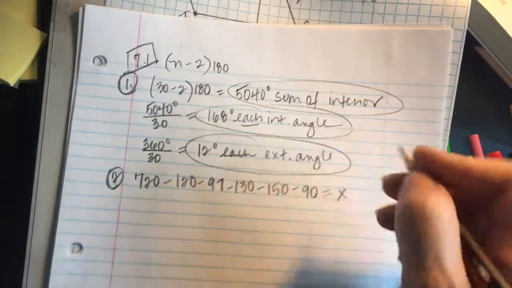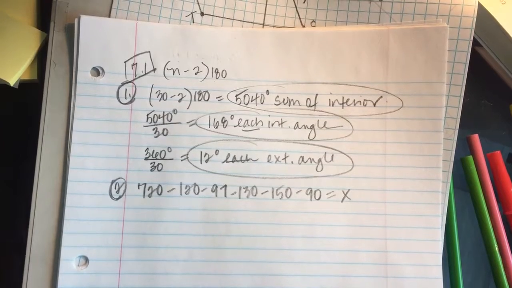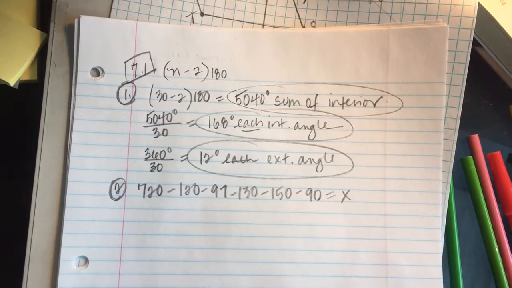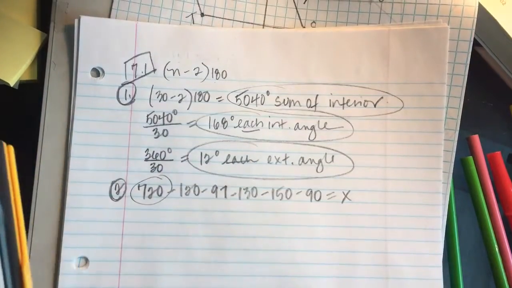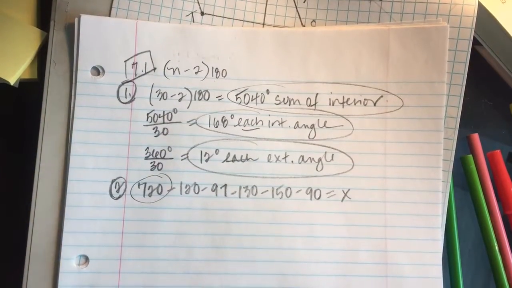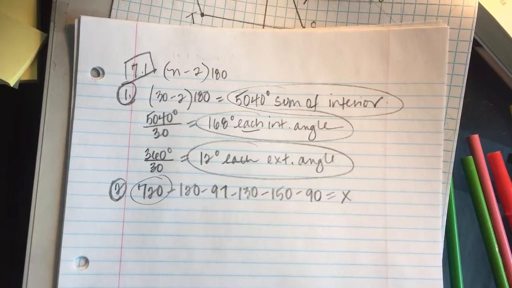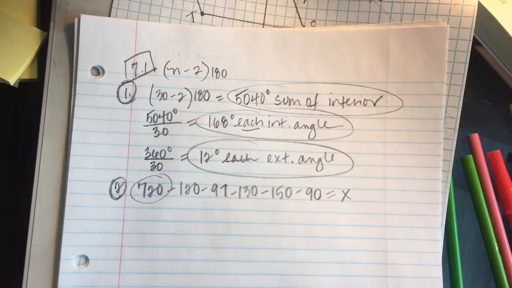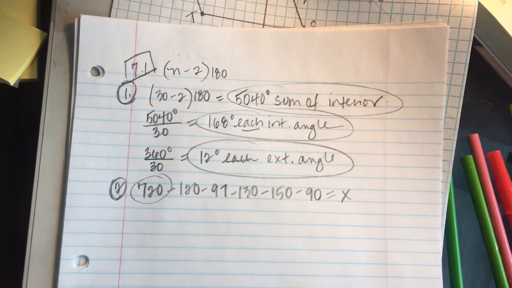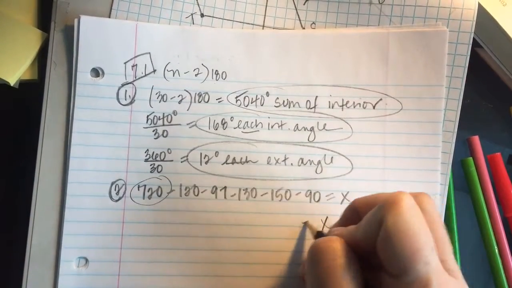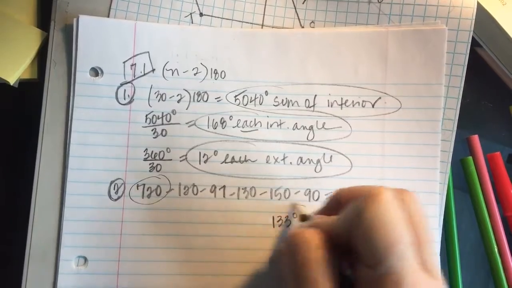That whole subtraction problem, the 5 angles that are given, taken away from the 720, is going to tell us what that missing x is. When I do the subtraction here, minus 97, minus 130, minus 150, minus 90, the missing angle in number 2 is 133 degrees.